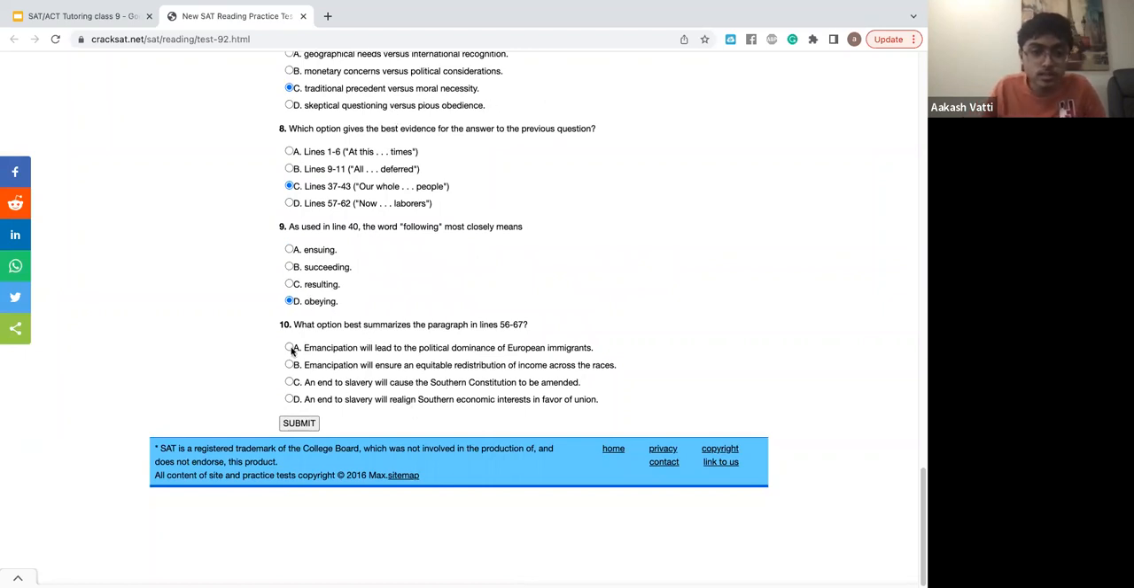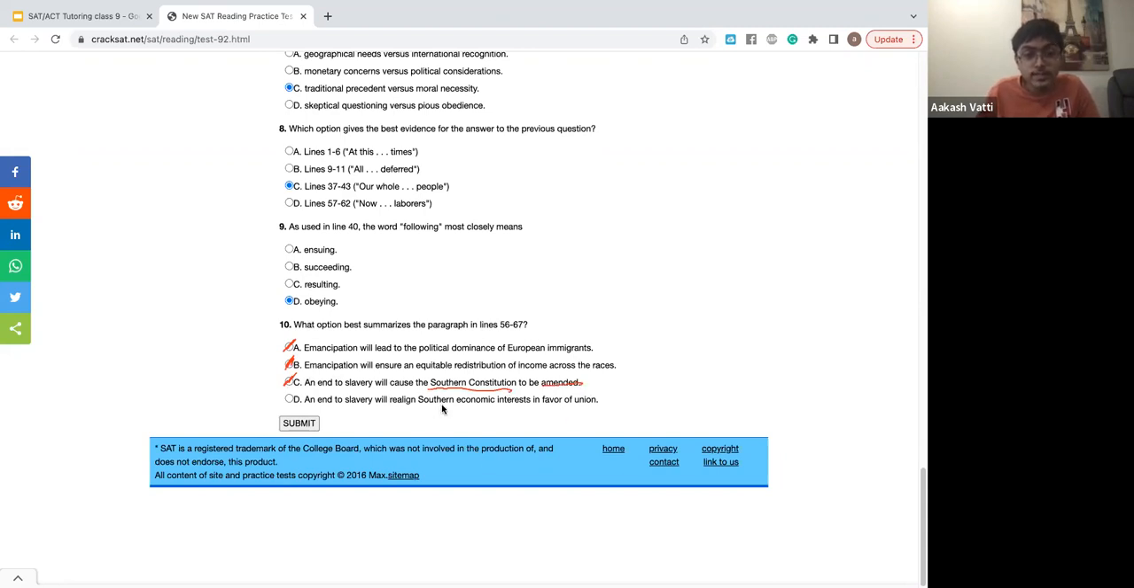Not really, no. It just says that when wages come around, it's better to have European immigrants. Emancipation will ensue an equitable redistribution of income across the races. Nowhere does it say that in that paragraph. An end to slavery will cause the Southern Constitution to be amended. Nowhere does it talk about the Southern Constitution, first of all. And I don't think it'd be amended either.